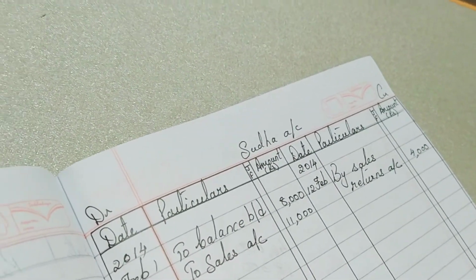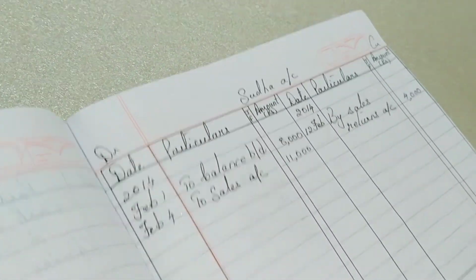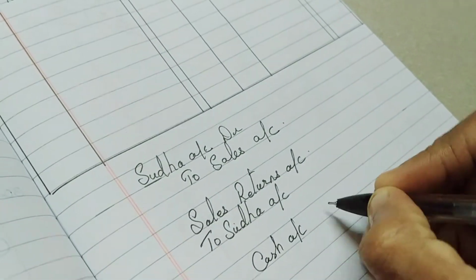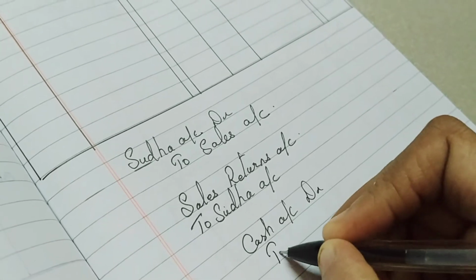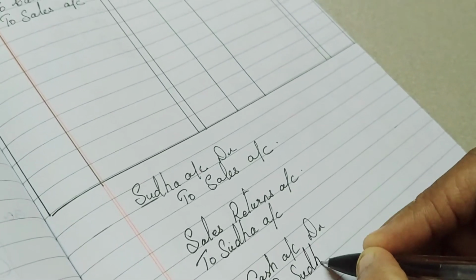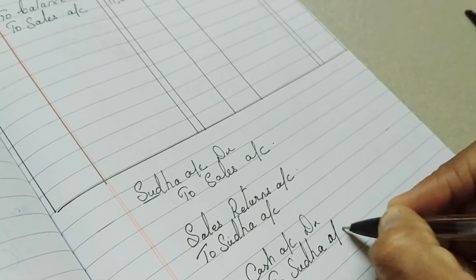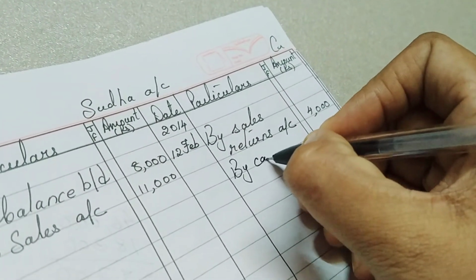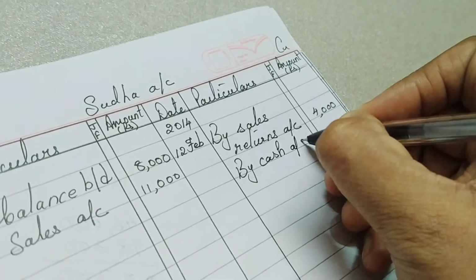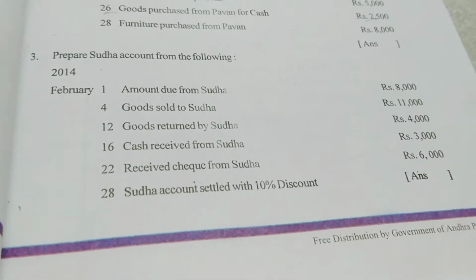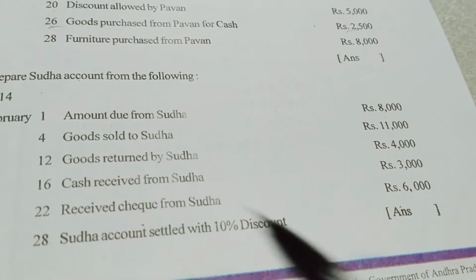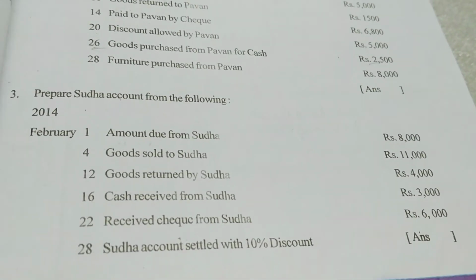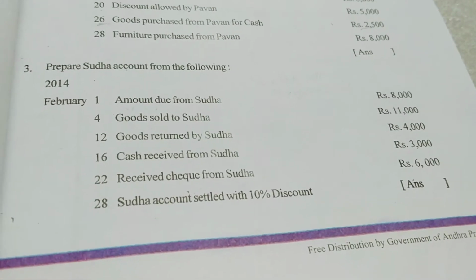Okay, next we have is cash received from Sudha. Cash is coming in, cash account debited. Who is the giver? Sudha is the giver, so Sudha's account we will credit it. It means towards the credit side we are supposed to write by cash account. How much? Have a look in the question. 3,000. Which date? 16th February.